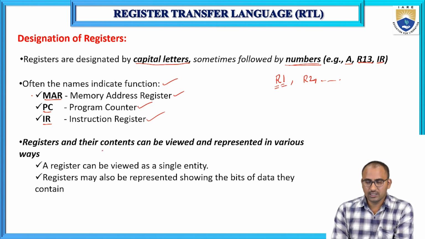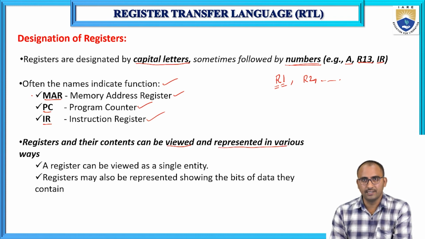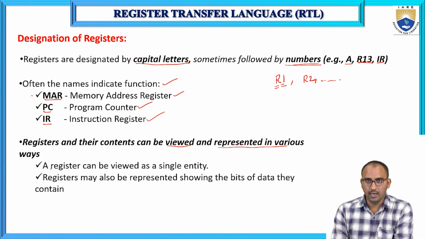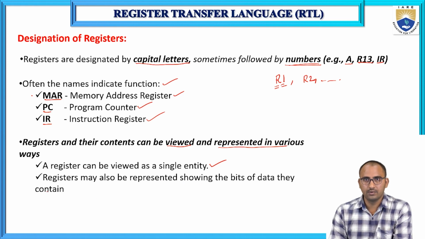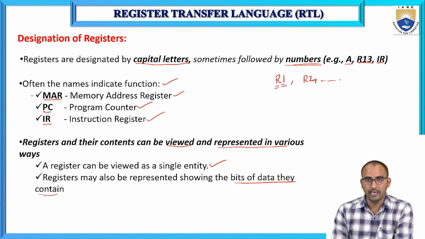The registers and their contents can be viewed and represented in various ways. A register can be viewed as a single entity. The registers may also be represented showing the bits of data they contain. The register contains several bits, and we can show all the bits of data it contains.